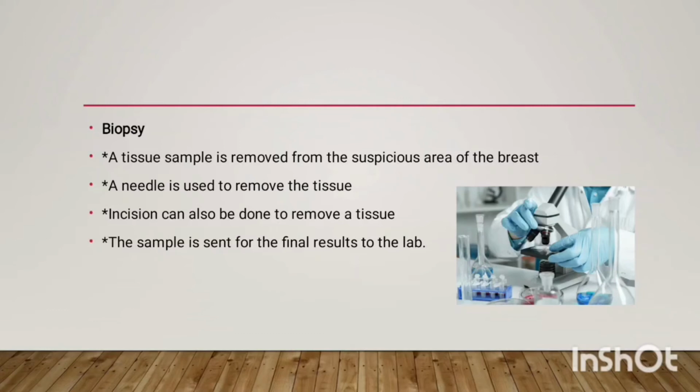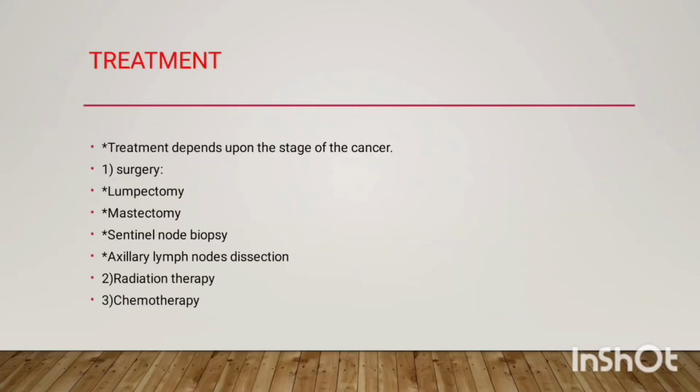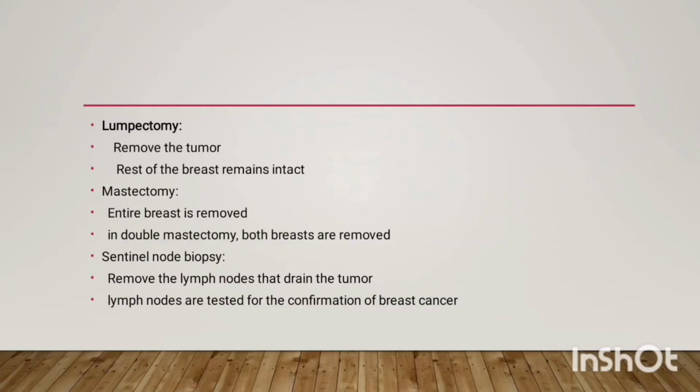So what is the treatment plan? Treatment plan is surgery. The following procedures are done in surgery: lumpectomy, mastectomy, sentinel node biopsy, axillary lymph node dissection. Then the second one is radiation therapy and chemotherapy. What is lumpectomy? Remove the tumor and the rest of the breast remains intact. In mastectomy, the entire breast is removed. In double mastectomy, both breasts are removed.